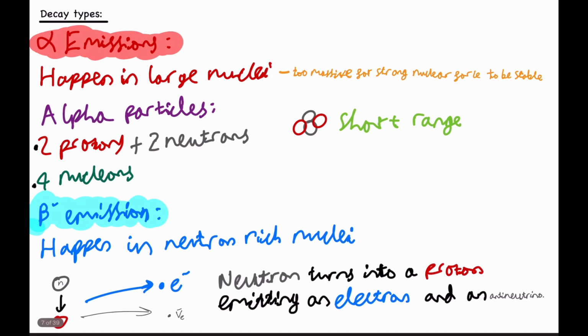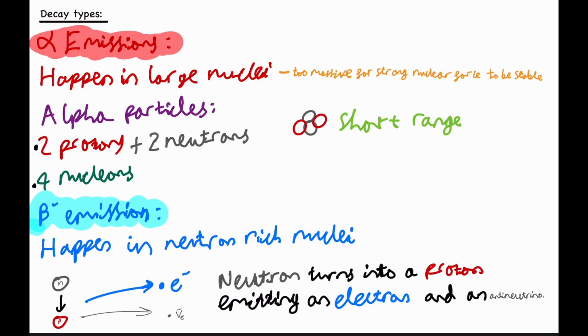So now let's move on to decay types. You have your first decay type, which is alpha emission, and they happen in very large nuclei when they are too massive normally for the strong nuclear force to be stable. That means they have too many nucleons and it's not very stable, so the nucleons can actually separate pretty easily.